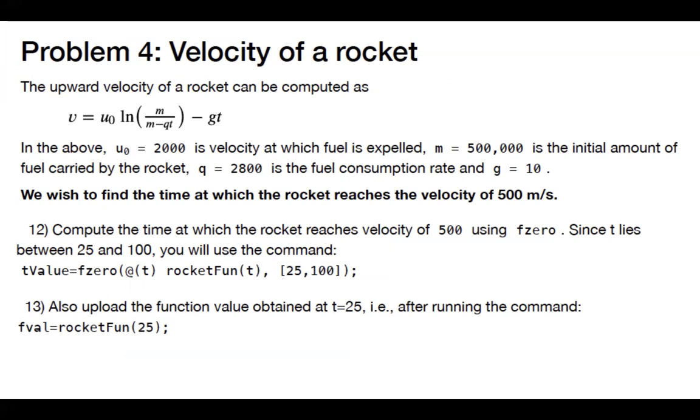Now we wish to find the time at which the rocket reaches 500. So V is also given, 500. So the only unknown is time. We need to find the time at which the velocity is equal to 500. Now you have to use fzero because it's in a single variable, only time is a variable. And fzero, the bracket is between 25 and 100. The bracket for time is 25 and 100. Here, one tricky part is there, which I'll tell you.